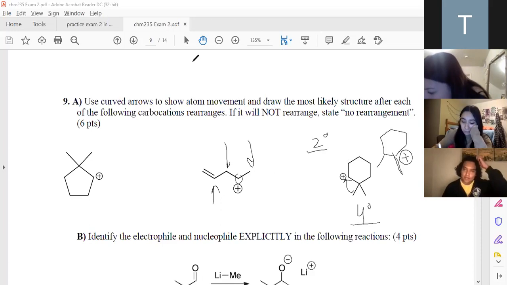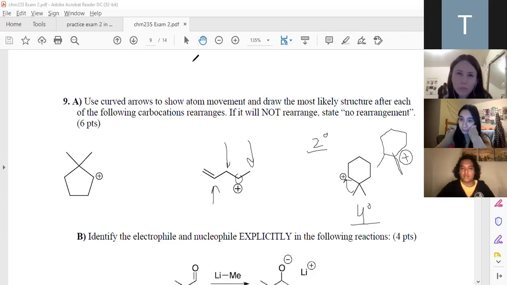Yeah. Okay. Melissa, how are you doing on that one? Honestly, a little bit lost. Okay. So just real quick, are carbocations stable or unstable? Unstable. Right. So they want to do something. So the most stable carbocation is going to be a tertiary carbocation. So if I can do something to make a tertiary carbocation, I will do it.